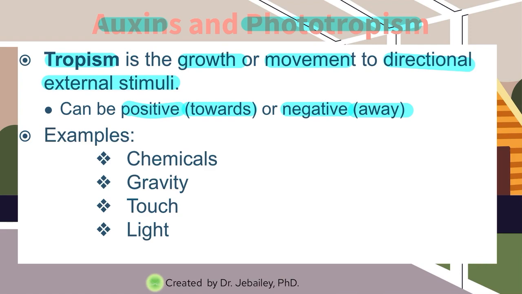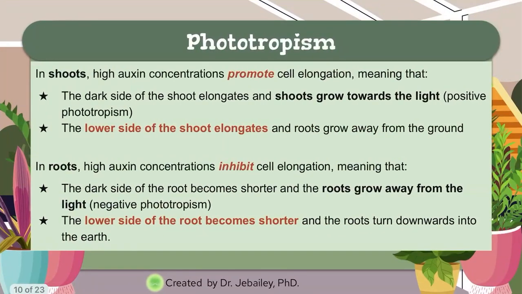Moving away would be like a root going downwards, and moving towards would be a plant moving towards your direction. What are examples of these external stimuli? They can be chemicals, gravity, touch, light. These are examples of stimuli that can cause the plant to move away or towards. Phototropism, from the word photo, you can think of light. So light is causing some kind of growth.